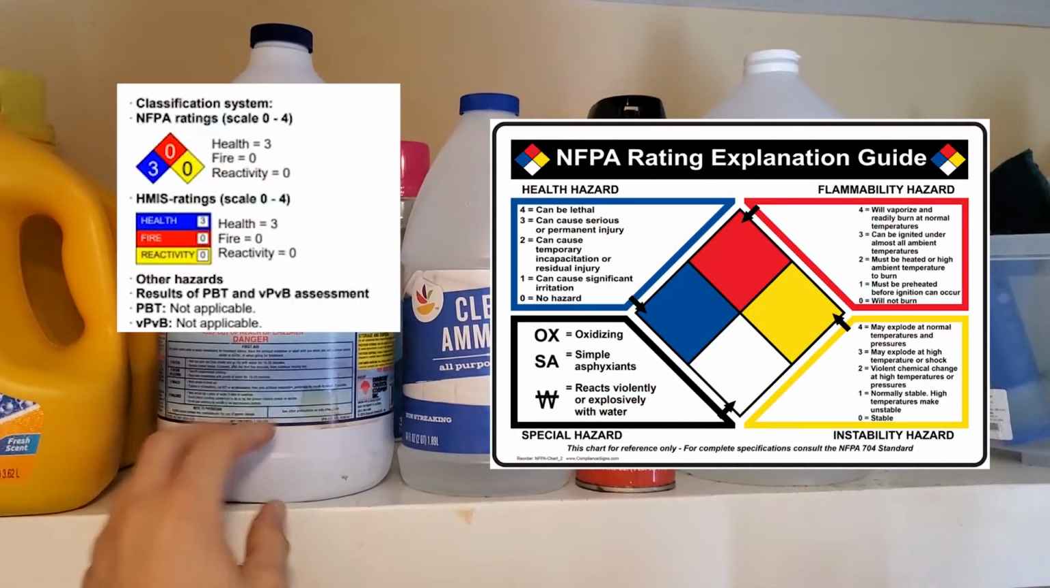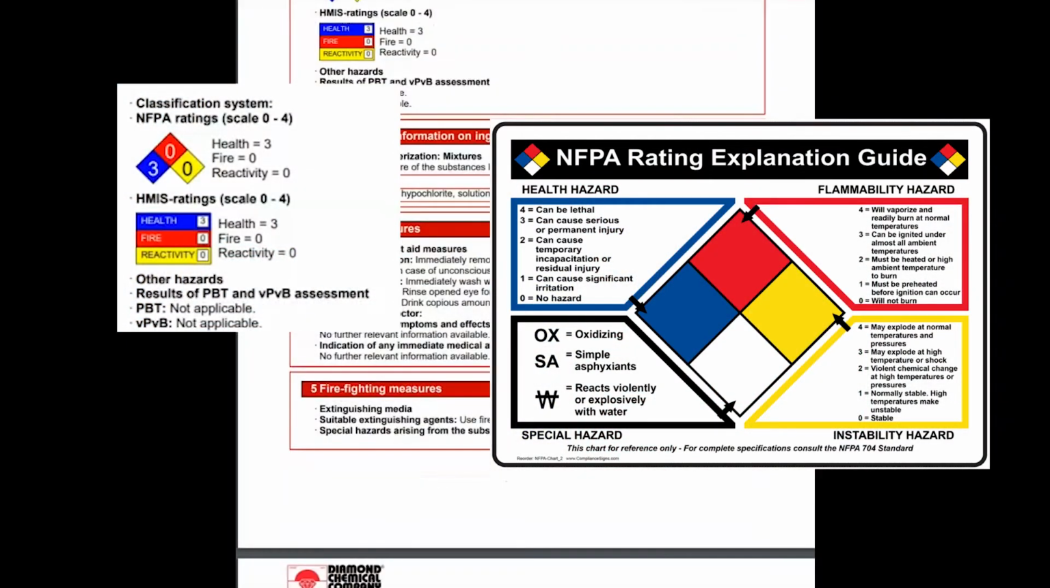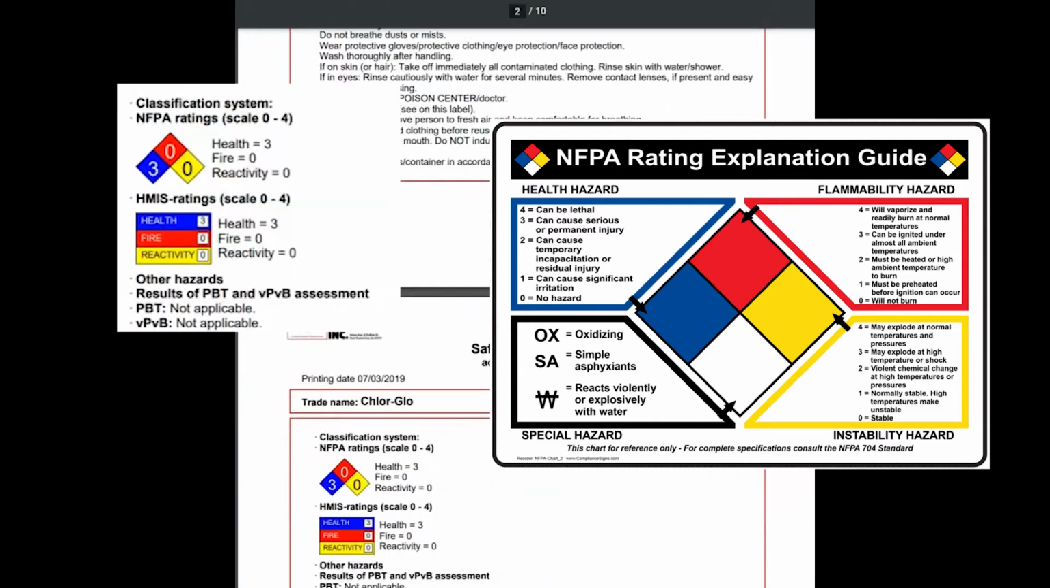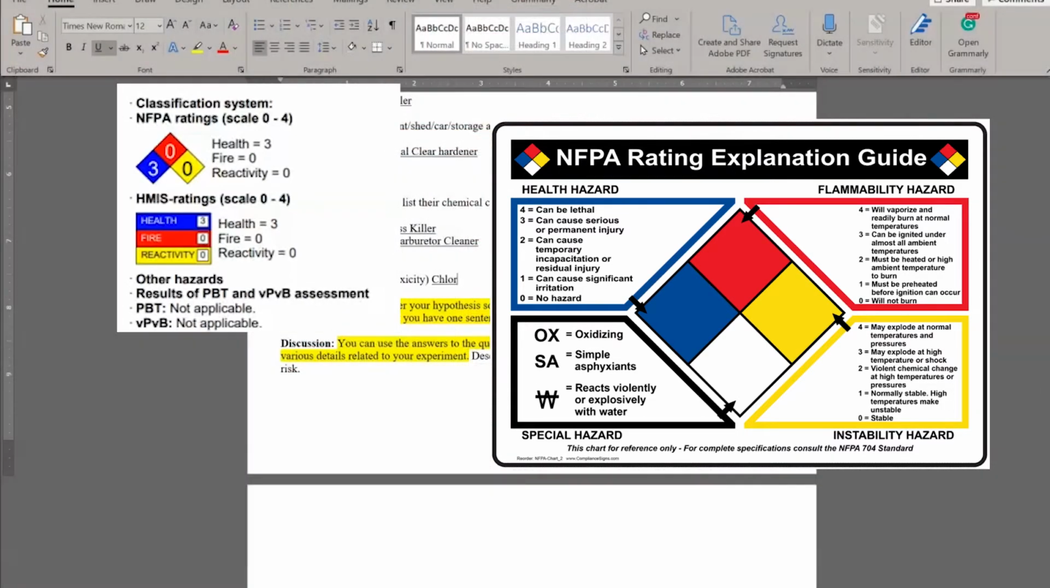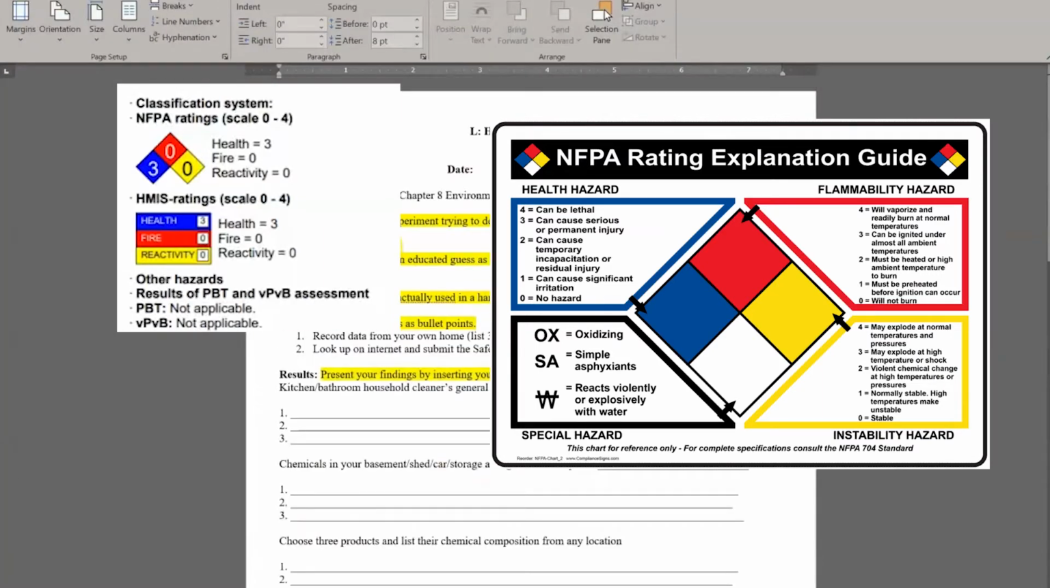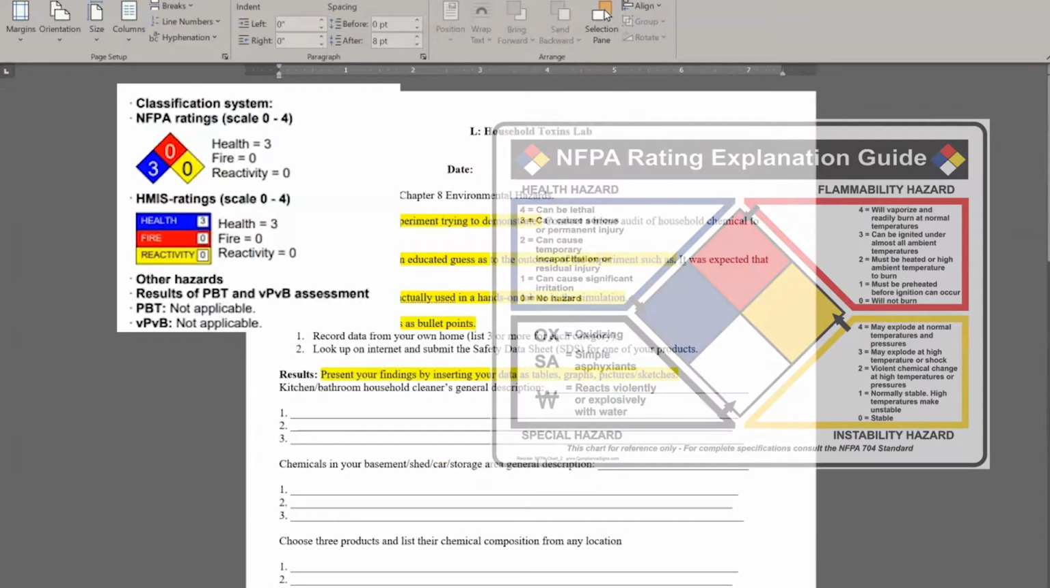The NFPA rating is a visualization of the overall toxicity of a substance. Each colored diamond represents a hazard. Red for flammability, blue for health, yellow for instability, and the white diamond can represent a number of special hazards.